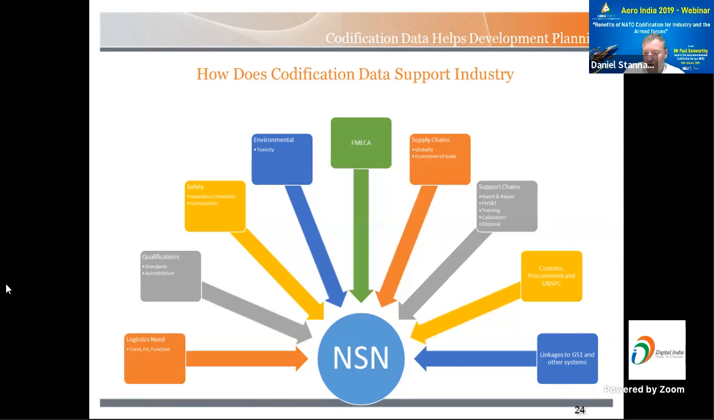NSN information also includes things about customs and procurement and some of the United Nations requirements as well. So there's a treasure trove of information that is stored in the NMCRL that is very useful for industry. The NMCRL also allows for linkages to other classification systems such as GS1.